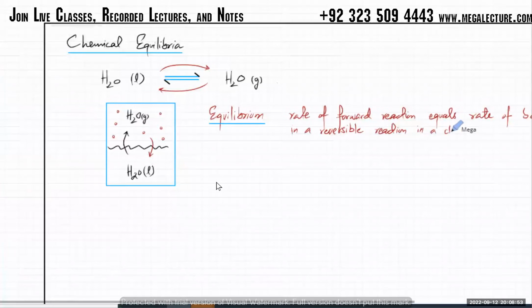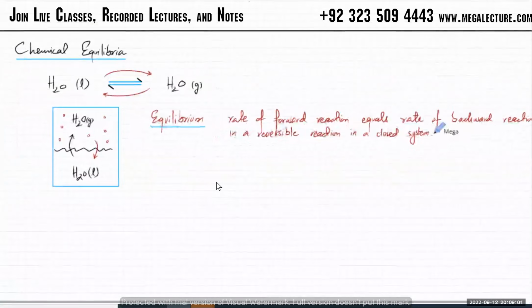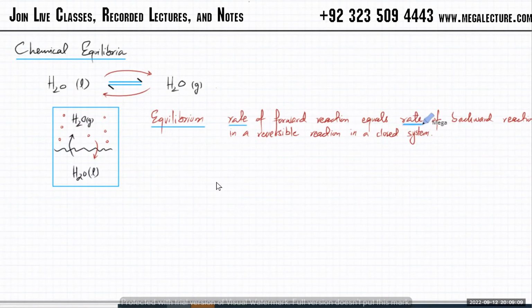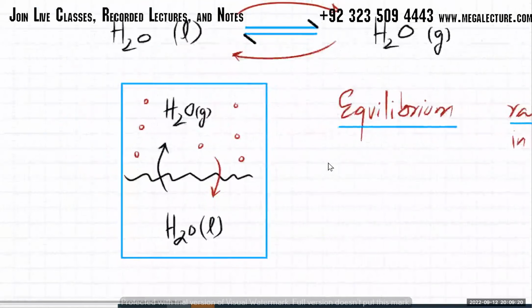In a closed system, तो ये उसकी definition of the rate of forward reaction. Remember, we're talking about rate over here, ठीक है? So rate of forward reaction equals the rate of backward reaction in a reversible reaction in a closed system. ठीक है, that is what equilibrium is. आपकी जो water bottle होता है, that's naturally at equilibrium. You don't see water evaporating, although it is constantly evaporating, but at the same time, it's constantly condensing back again as well. The rate of forward reaction, rate of backward reaction is exactly the same.